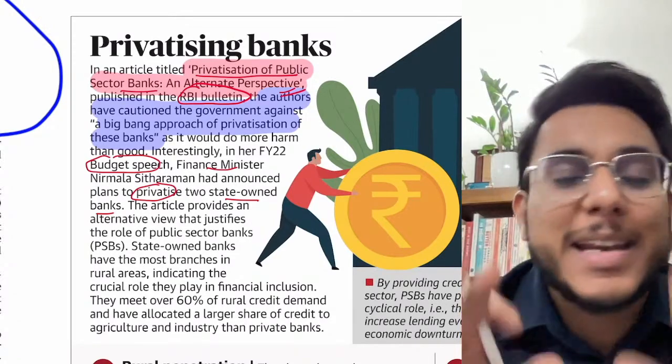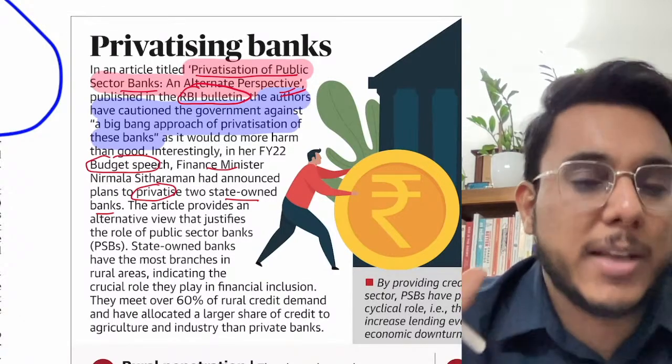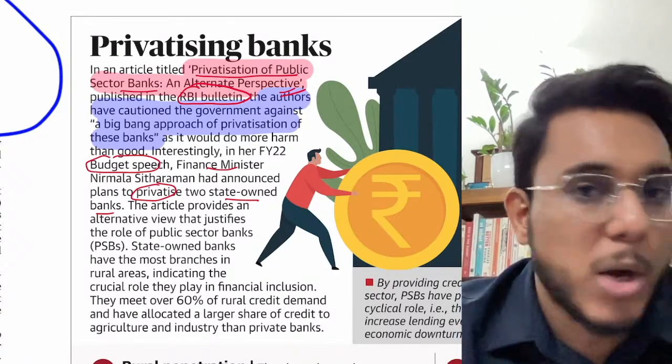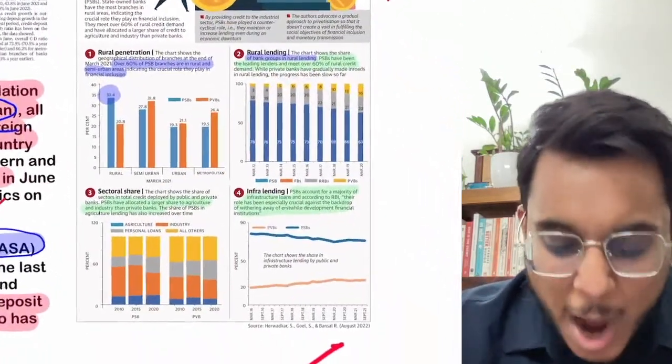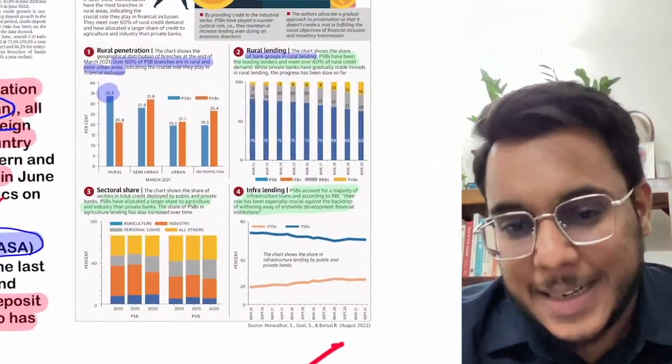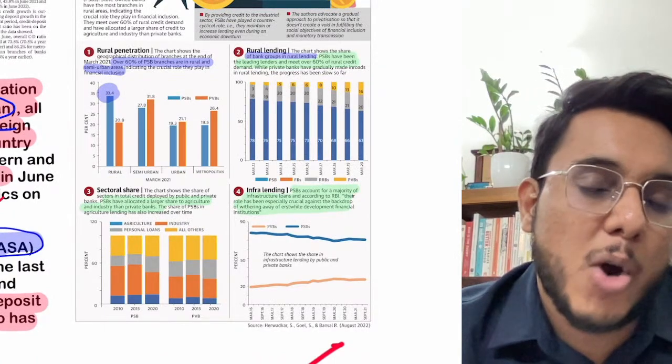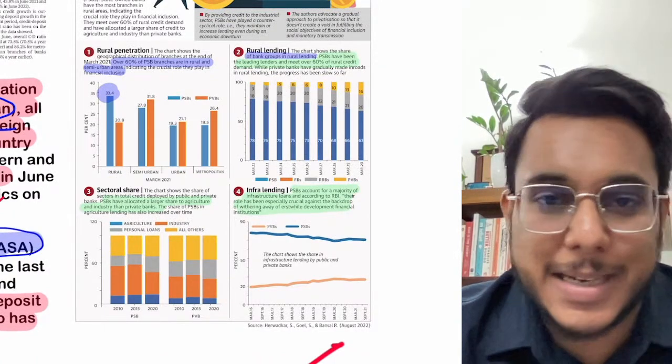You don't need to remember the title of this article, it is not at all important for the UPSC examination. We can just use this data. How can we use it? Suppose a question comes on the privatization of public sector banks.